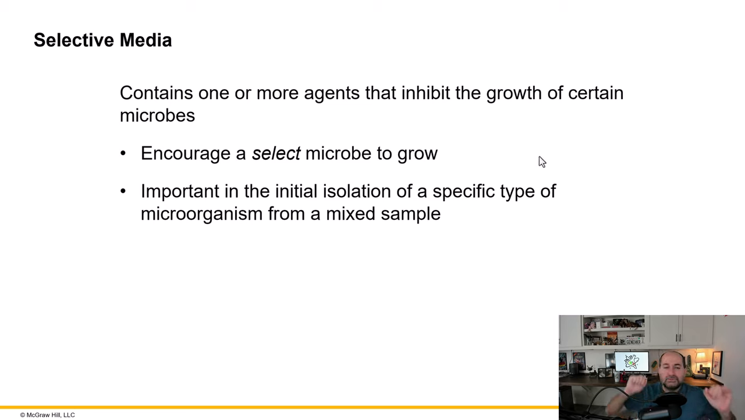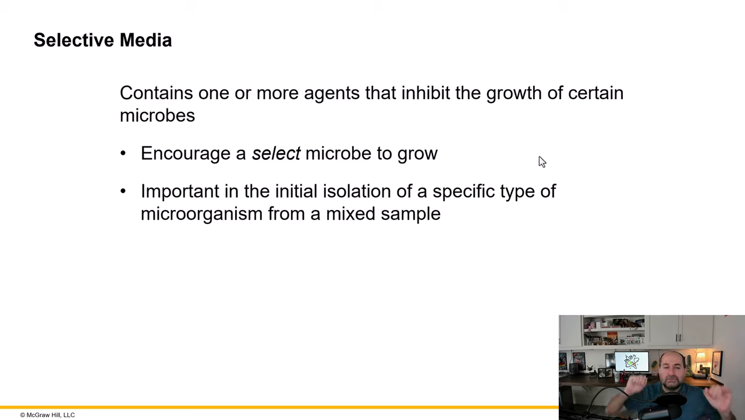Basic dyes stain cells. Now, what's the difference between a positive stain and a negative stain? Positive stains stain the cell itself. It stains the cell wall. It sticks to the cell and gives it color. Negative stains do not stain the cell. They stain the background. So by the way, yes, if you use a basic or cationic dye, you will do a positive stain. You will stain the cells, but not the background.